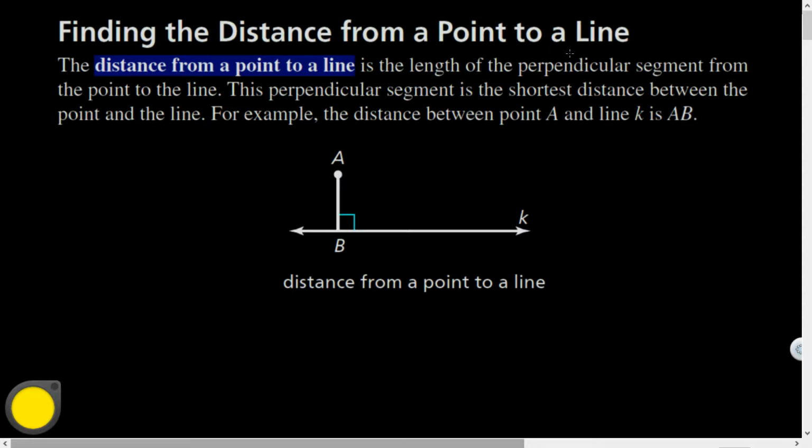This hopefully makes sense. The shortest distance between two points is a straight line or a line segment. The shortest distance from a point to a line is the length of the segment that is perpendicular to that line. So the perpendicular segment is the shortest distance between the point and the line. For example, the distance between A and line K is AB.